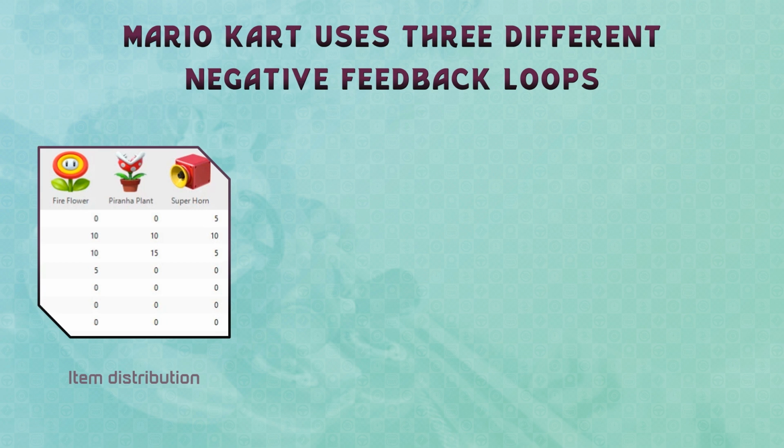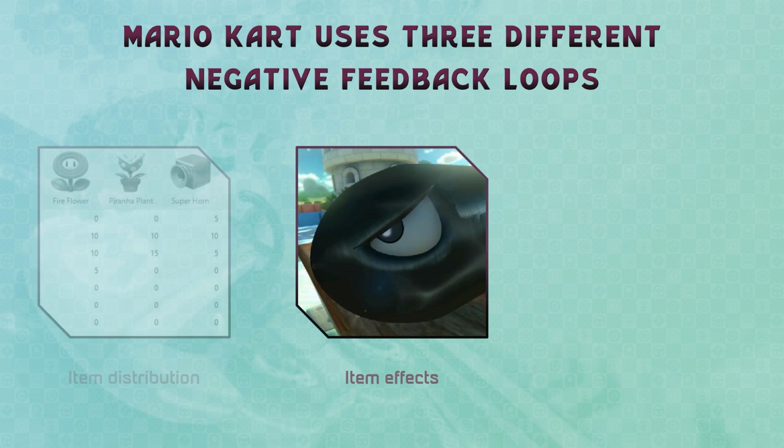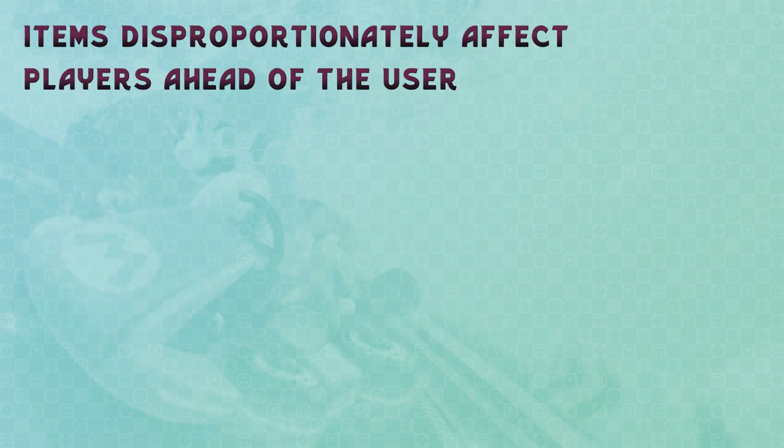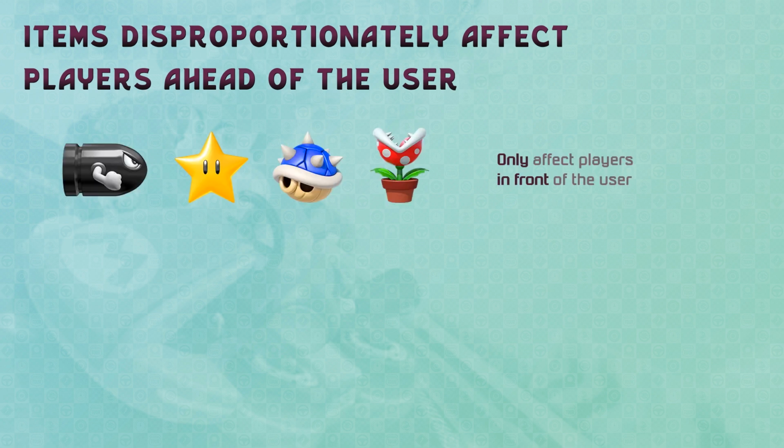Also related to the items, we have the actual effects of the items, which is the second negative feedback loop. And that is because the majority of items disproportionately affects players ahead of the person using the item. So if we think about those items that only really affect players in front of the user, we have the bullet bill that you can activate to go into some sort of automatic driving mode and can knock away your enemies by colliding with them.